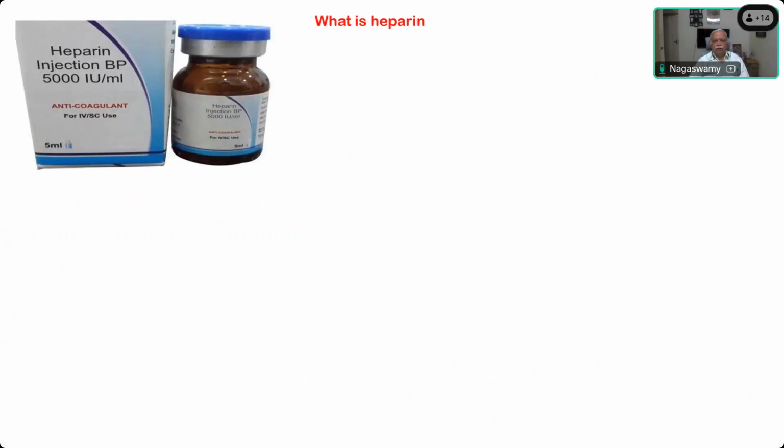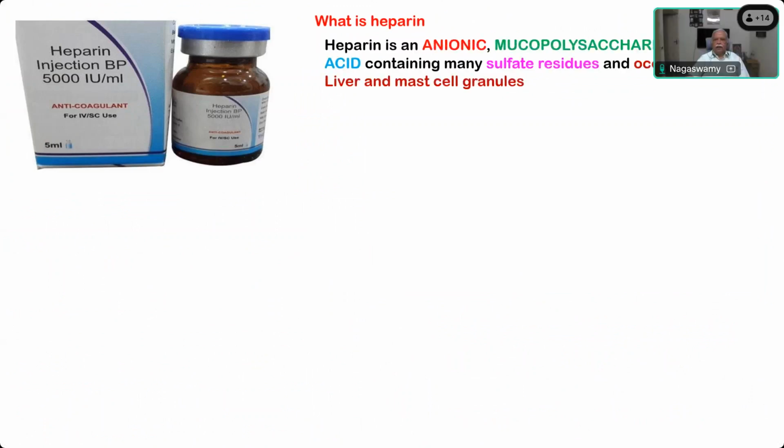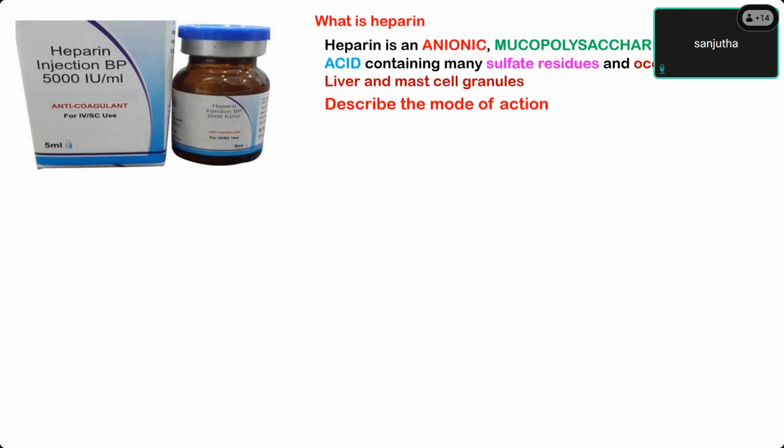What is heparin? It is derived from the intestine. What is the chemical nature? It's an anionic mucopolysaccharide, an organic acid containing many sulfate residues, which is present in the liver and mast cell granules also. What is its mode of action? It forms complexes with antithrombin and inhibits factors 2A and 10.